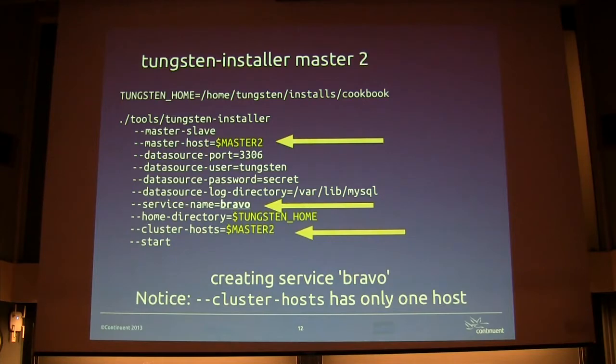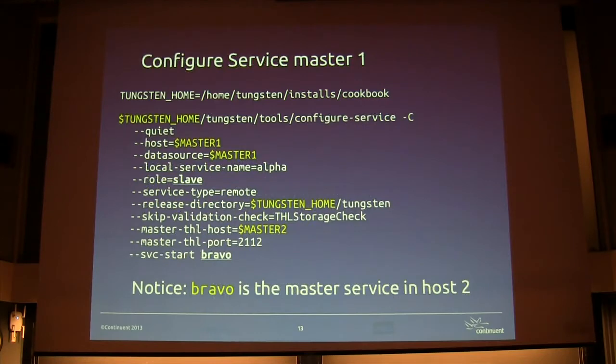In server number two, we do the same thing. So this is master two. The service's name is called Bravo, and it includes only master. So far, we have created one master service in one server, and one master service in another server. They don't talk to each other yet. Then we have a configure service in master one. Configure service will tell in which host we are going to do the execution, what is the role of this additional service, who is the master. So we are in server number one, and we say that the master of this service is in master two.